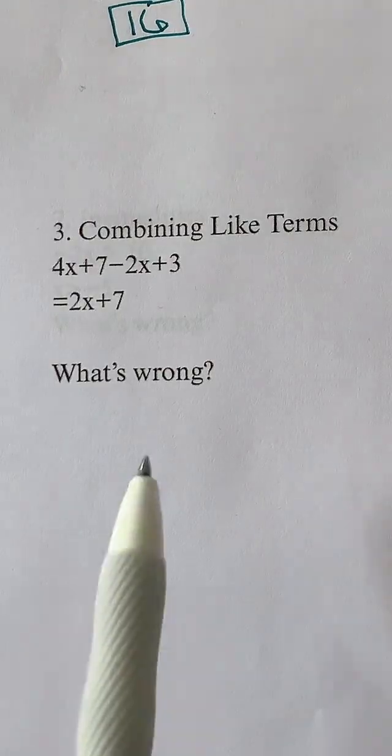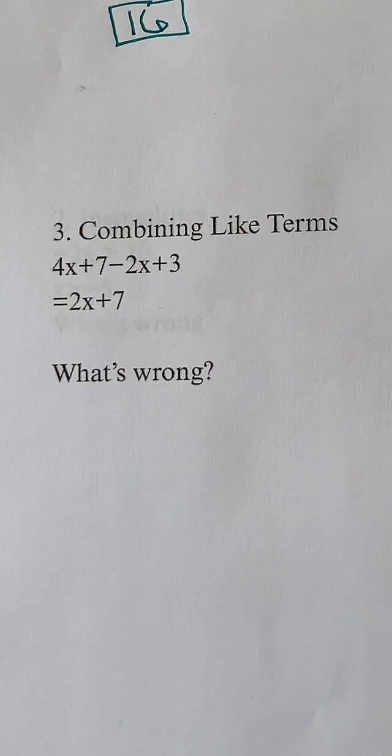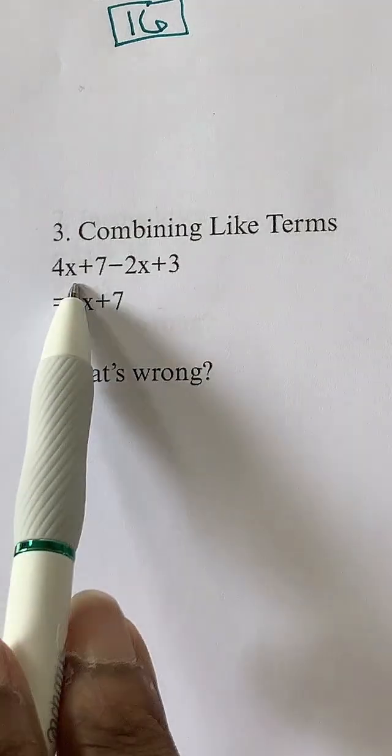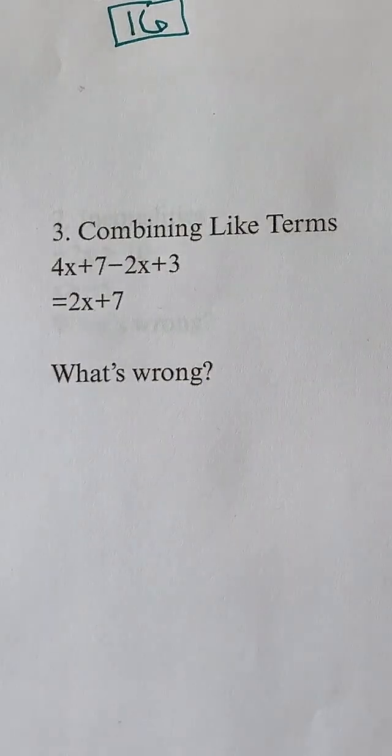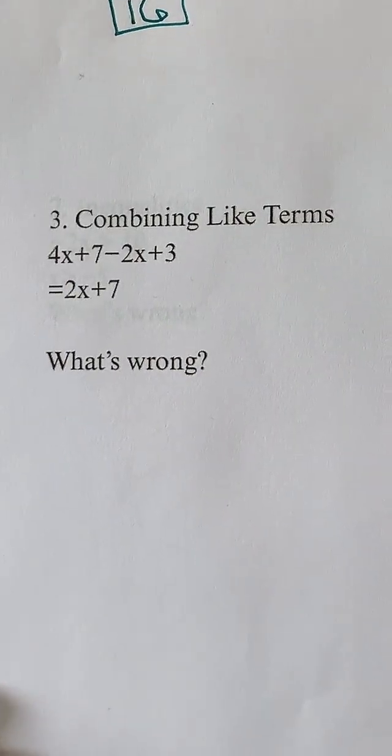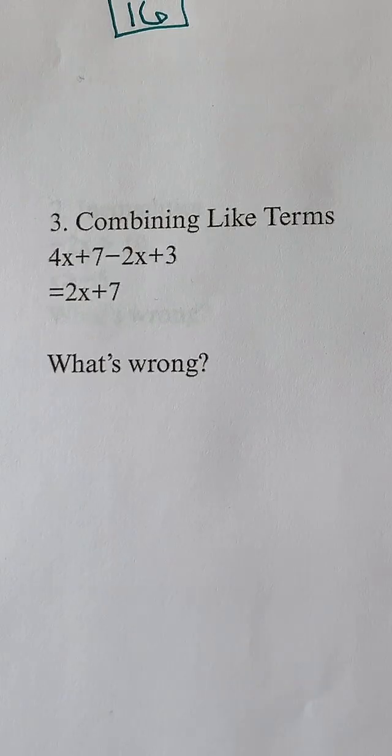But these are the things that people keep popping up. Now, here is another one, combining like terms. So I have 4x plus 7 minus 2x plus 3, and it gives me 2x plus 7. What's wrong? Okay, we got 2x plus 10 with Maddie. Same thing with David. User 14 is saying 10. 10 cannot be equal to 7.